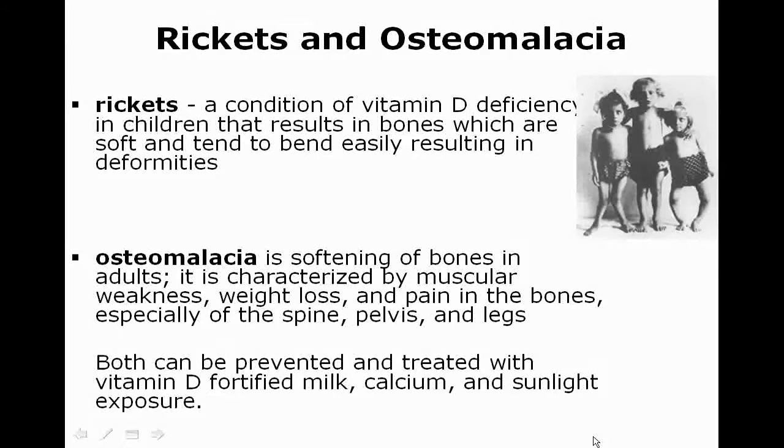Adults usually do not have the bending deformities of the bones because their bones are already fully developed, but they'll develop muscular weakness, pain in the bones, especially the spine, the pelvis, and the legs. Treatment is about taking vitamin D supplements, adding vitamin D, calcium, maybe even calcitonin to the diet, exposure to the sunlight. Very important, especially for elderly people that are not so likely to get out in the sun.